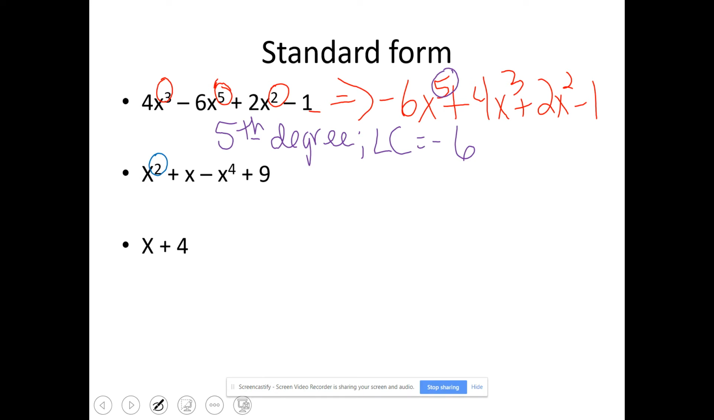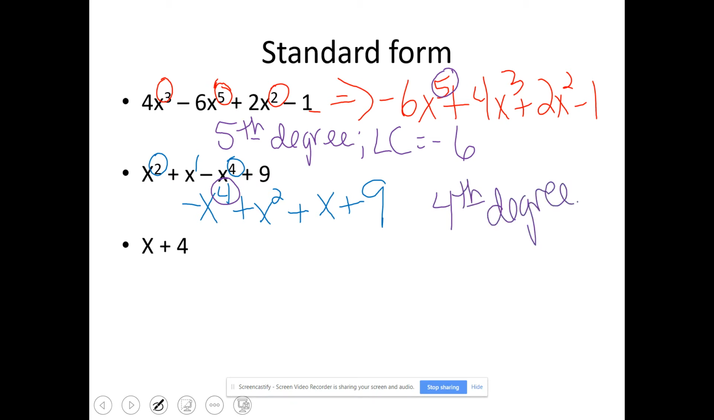Example 2, I have 2, 1, 4, and then no variable. This also is not in standard form. We have to rewrite it. That's a negative in front of the x to the 4th, a positive x squared, a positive x, and then plus 9. This is now in standard form. Our highest exponent is 4, so this is a 4th degree polynomial. And the leading coefficient, yeah, there's nothing there except the negatives, but remember there's always a 1. So our leading coefficient is negative 1.